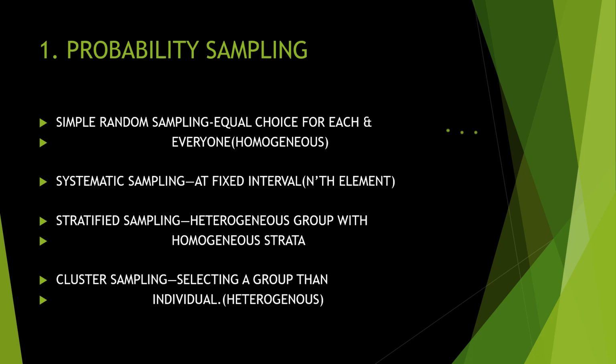Understood? So the four types are: simple random means equal choice, systematic means fixed interval, stratified means heterogeneous group but homogeneous strata. Then cluster sampling means instead of an individual you are taking a group. Understood?